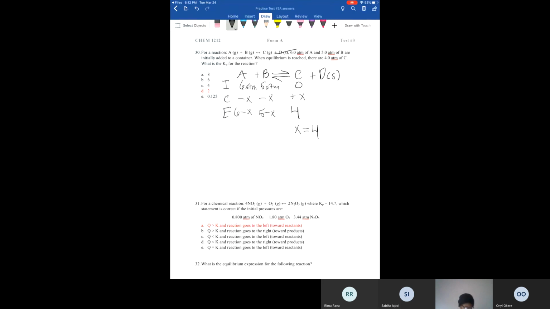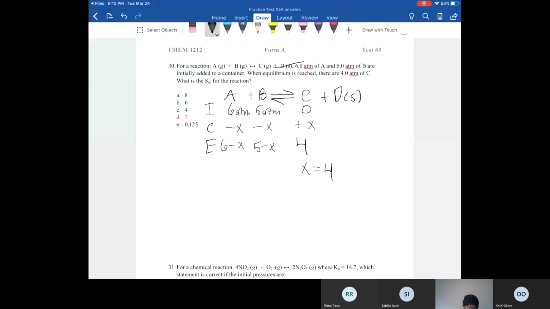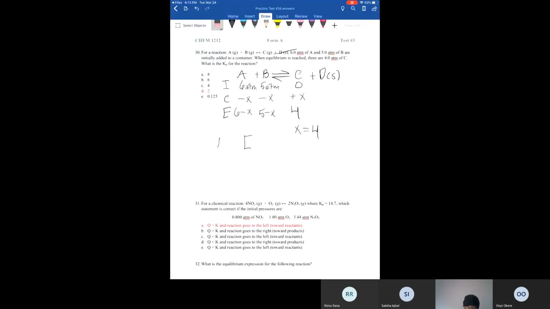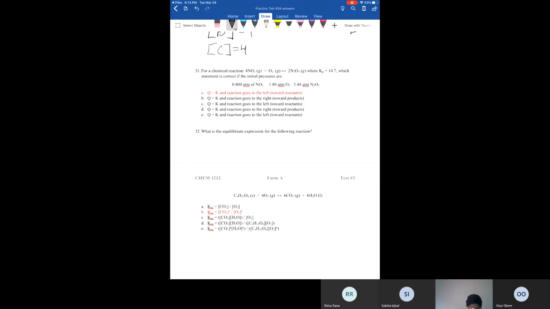So you know what x is. So your equilibrium concentration of A is going to be 2, and of B is going to be 1. Remember, C is still 4. So your Kp is going to be 4 over 2 times 1, which is 2. That's your answer.